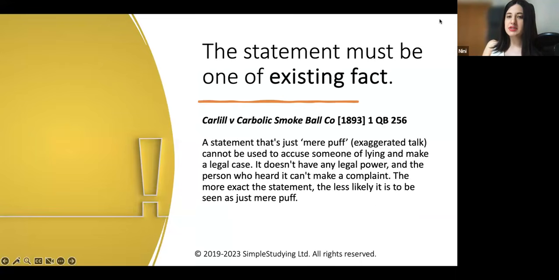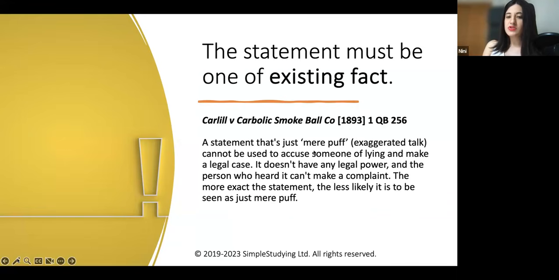The statement must be one of existing fact. This is a requirement. It has to be either an existing fact or law. In this case, there were two statements made. One was about the mileage, which was also wrong, and the other one was about the left-hand side drive. So Dimmock versus Hallett is not relevant here, but Carlill versus Carbolic Smoke Ball is relevant here.